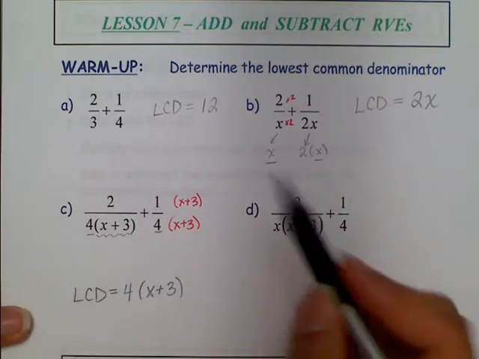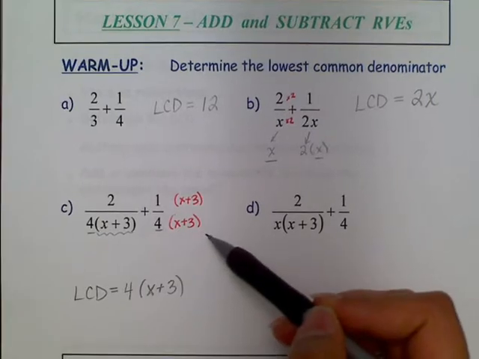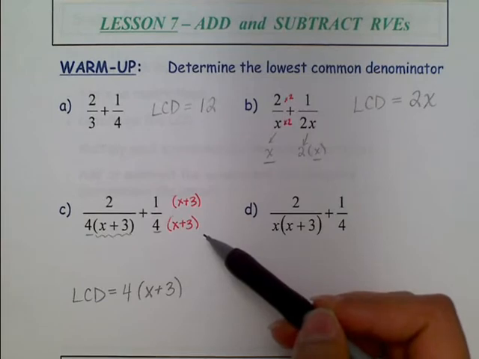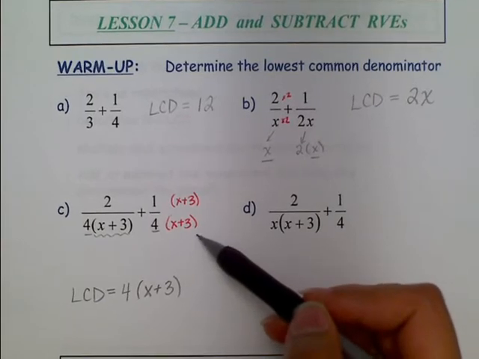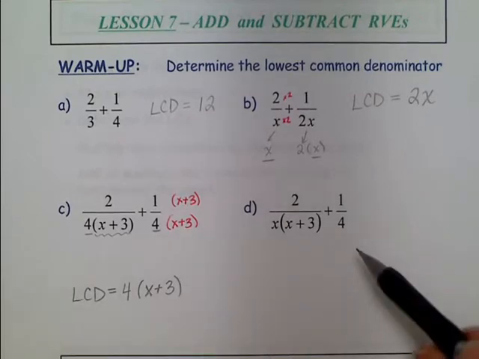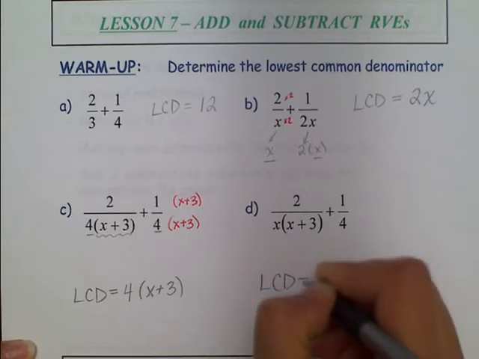One of the things I want you to notice is that because it's in factored form, it makes it really easy to determine which factors may be missing. Okay, so that's one thing to keep in mind as we look at some adding and subtracting of RVEs later in the lesson. Okay, in terms of the last one, again, we're looking for a lowest common denominator.